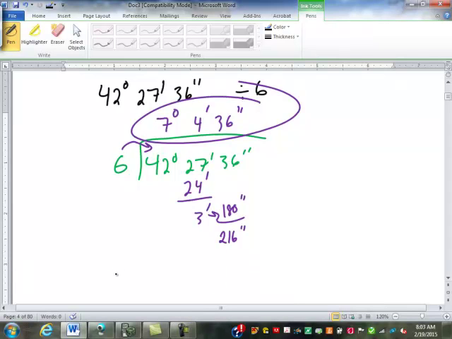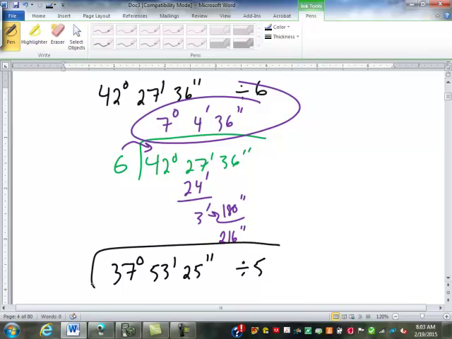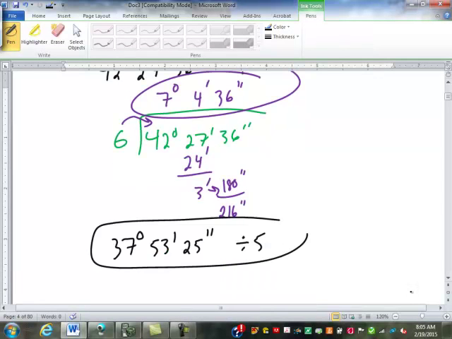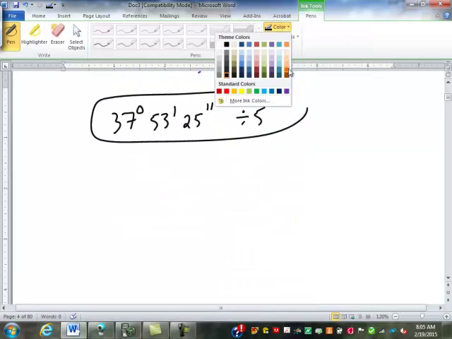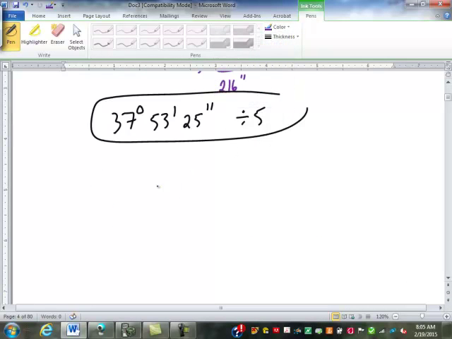Okay, let's look at another one here. I'll throw it up here. We'll give Jason time to do this over again too. We'll try that one. So I'm going to write this out again as long division. 5 goes into 37 how many times? 7 times. 7 times 5 is 35.